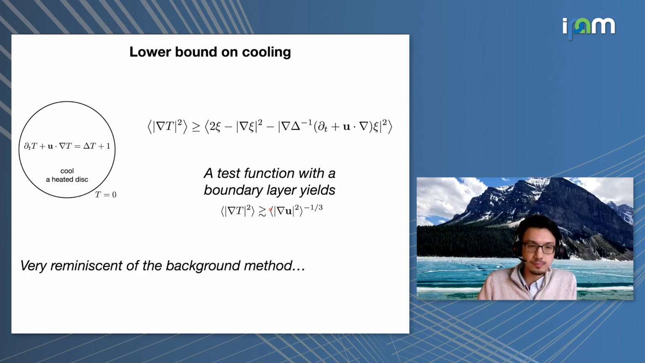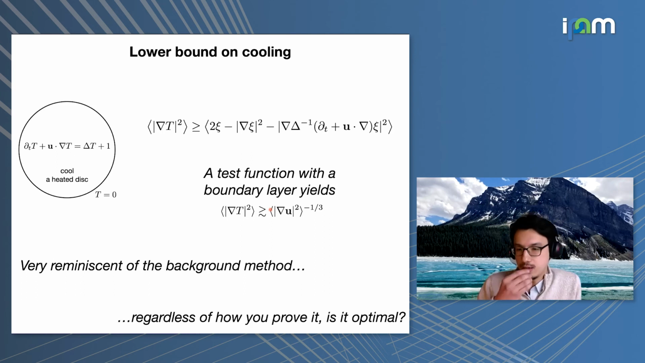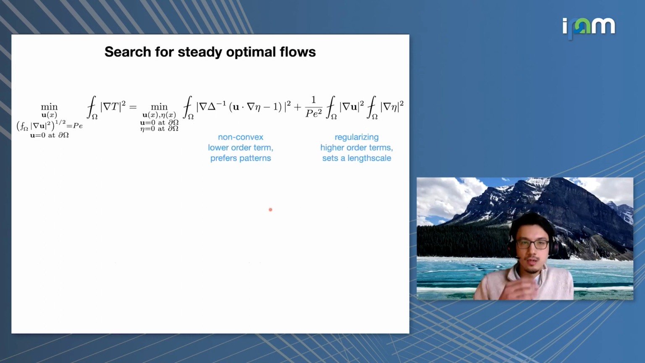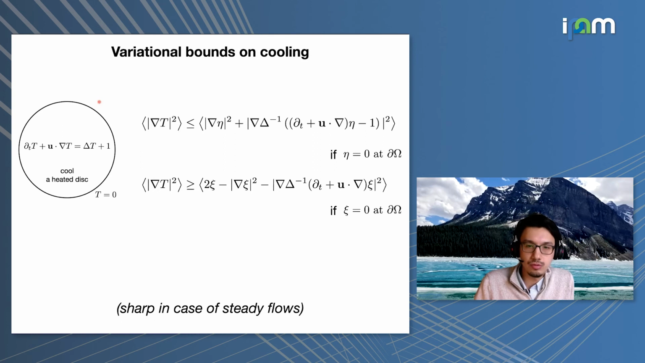Okay. That's very reminiscent of the background method, so I don't want to go into the details of that very much, because it's the upper bounds, the constructions of the nearly optimal fields, which are maybe the most interesting things. We want to know if these bounds are sharp and in what sense. So is it sharp, and in what sense? Okay, so now let's go back to the other one.